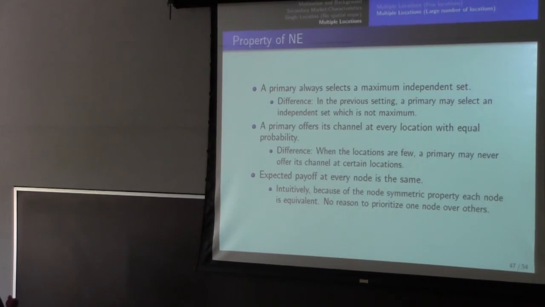Okay, so what are the properties of this NE? A primary always selects a maximum independent set. But in the previous setting, a primary may select an independent set which is not maximum. A primary selects an independent set which is greater than a threshold, but it may not be the maximum one, right? When we extend the number of nodes to infinity, the primary only selects an independent set which is the maximum one, and the primary offers its channel at every location with equal probability. As we saw in the previous setting, a primary may never offer its channel at some locations. But when we increase the number of nodes to infinity, a primary selects every location with the same probability, and that is why the expected payoff at every node is the same. Intuitively, we can explain this because the graph becomes node symmetric, so each node becomes equivalent. There is no need to prioritize one node over others.